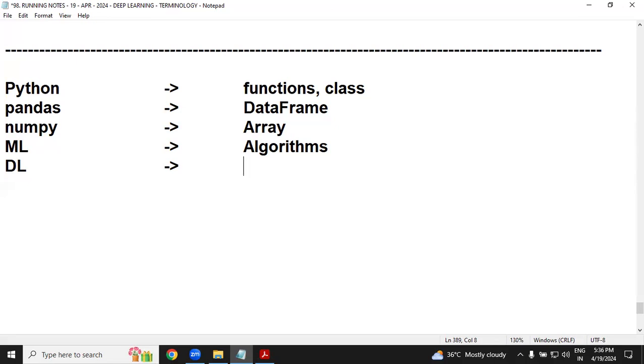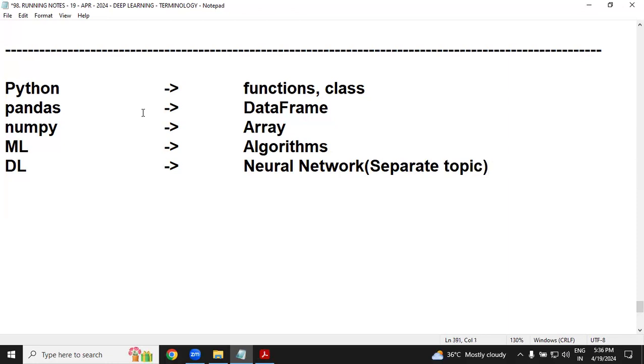Without a data frame, if you are discussing pandas, there is nothing there. Without functions and classes, if anybody is talking about Python and is not explaining functions and classes, he is just doing some nonsense. Did you understand? Now when you're talking about deep learning, the backbone is the neural network. First of all, it is a separate topic. We'll see step by step.